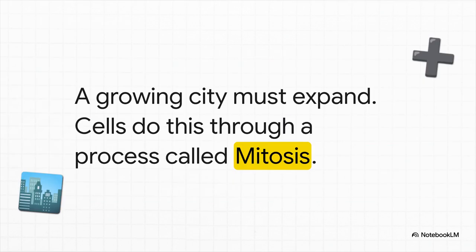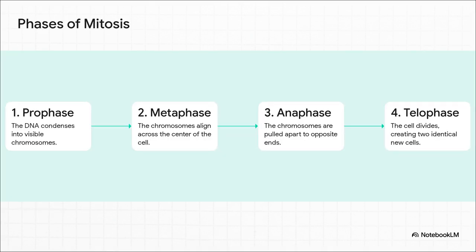But a city doesn't just run, does it? It also has to grow, repair itself, and multiply. For our cell city, this kind of urban expansion happens through this elegant and super precise process called mitosis. And here's how it works.